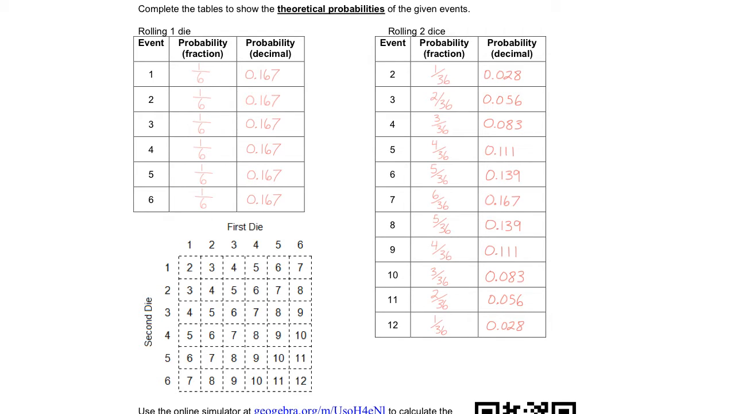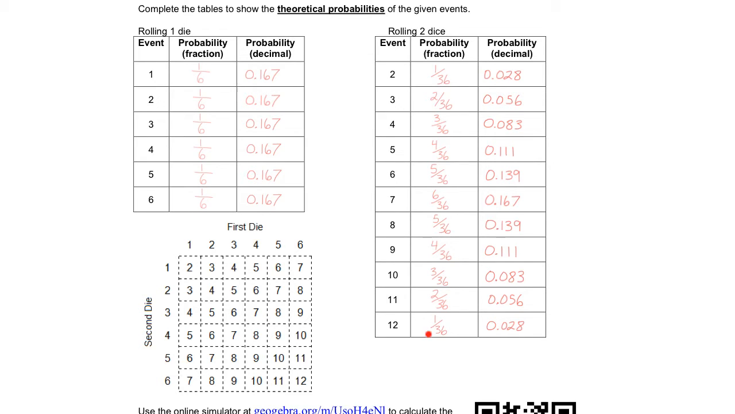So when you're rolling a single die, there's no advantage to betting one number over another because they're all equally as likely. When you're rolling 2 dice, though, you can see each event has a different probability. The most likely event is rolling a 7. Although that's still only about 16.7% probability, it is the highest probability for any single number as a result.